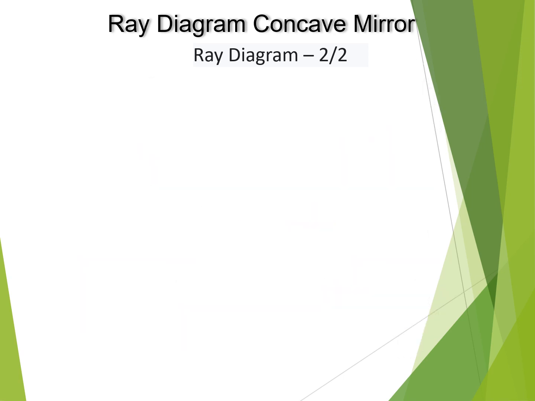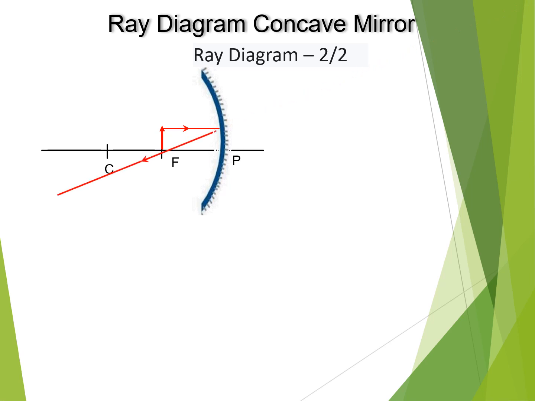Let's understand two other conditions also. This is the mirror and this is the main axis. Now we have put our object at focus point. This is the focus point. Now what will happen? One ray parallel to the main axis, surely it will pass through the focus point only, as is the rule. And the second ray, of course, from the center of curvature.